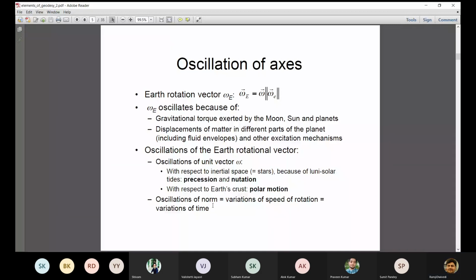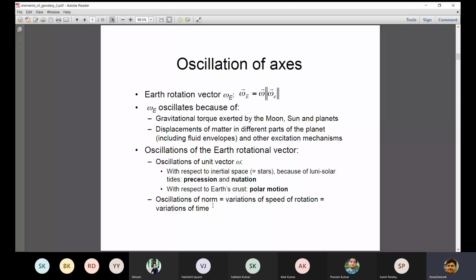If your Earth moves faster, the day will be shorter. If Earth moves slower, the day will be longer. So that means the time system would have certain effects from it. That's why there are two different things: oscillation of the unit vector omega and oscillation of the norm.